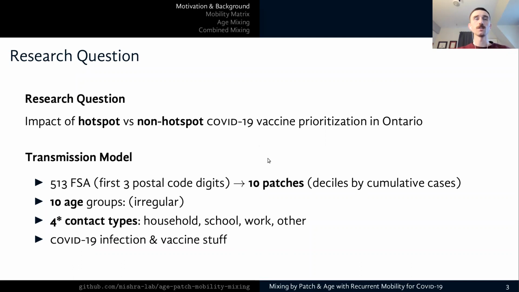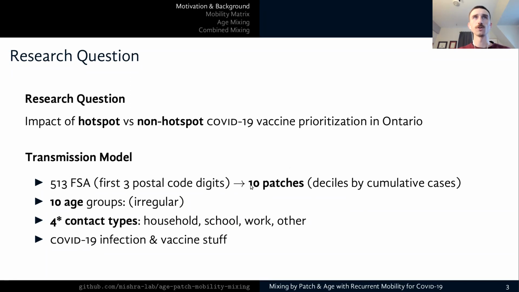To answer that research question, we constructed a transmission model. And when I say we, I haven't had much to do with it. It's been mostly Mackenzie and Sharmista and Hui-Ting. I've just been supporting this mixing stuff. That model takes the Ontario population and stratifies it according to a lot of different dimensions. One of them is the geographic patch, defined by cumulative cases of COVID-19 deciles, ranking them all 153. They're basically neighborhoods, roughly maybe 10,000 people in each, and it's basically the first 3 postal code digits. I'll show a map of those in just a moment.